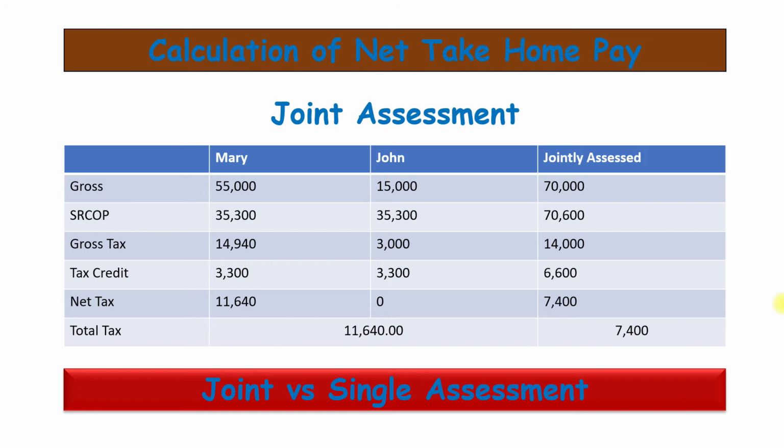As you can see, this is significantly less than the singly assessed figure. John had not been using all of his cutoff point or his tax credit. With joint assessment, he can share them with Mary, thereby reducing the overall amount of tax due.